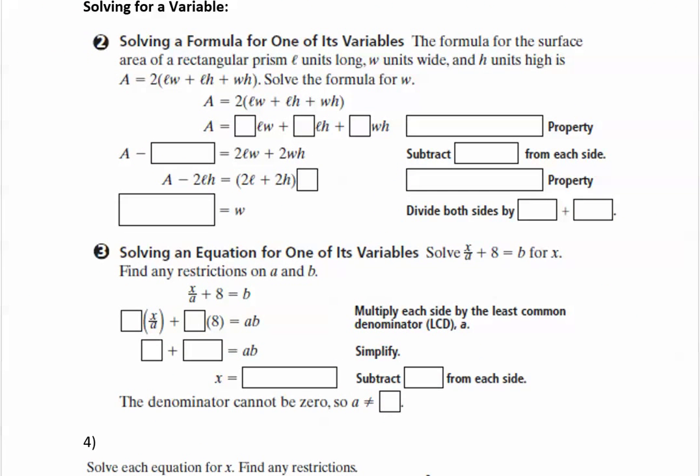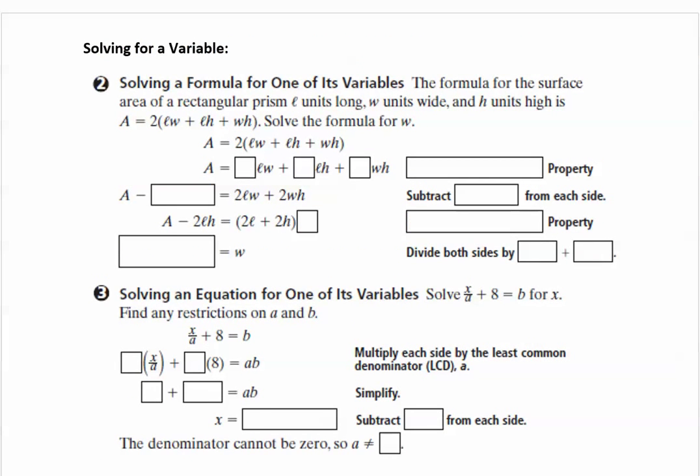Step 2, solving for a variable. Now this is where we have equations with lots of variables, like formulas, and we're going to rewrite them so it's equal to one letter. Okay, so solving a formula for one of its variables. The formula for the surface area of a rectangular prism L units long and W units wide and H units high is this. So they give us this formula. Solve the formula for W.